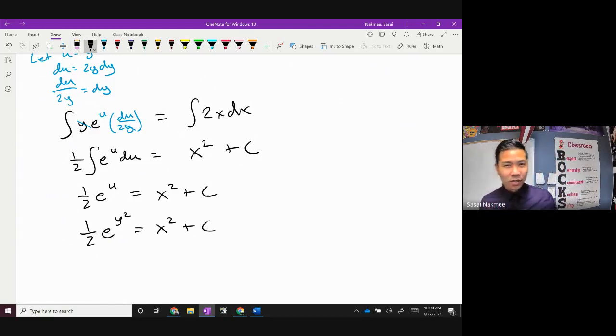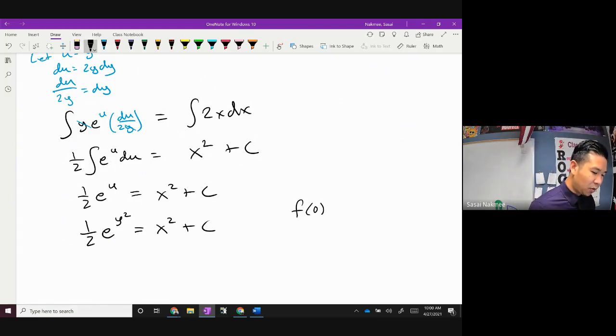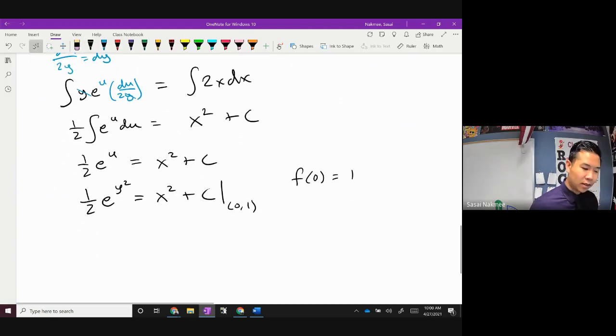At this point, this is where you need to ask yourself, do you want to solve for c now or do you want to solve for c later? It doesn't really matter. I prefer solving for c right now. It's less algebra. If you solve for y first, it gets a little messy. I'm going to solve for c right now by plugging in the initial condition f of 0 equals 1, which means I'm going to plug in the point 0, 1 into here. So this is 0 for x, 1 for y.